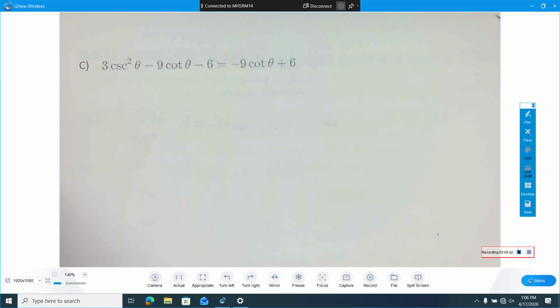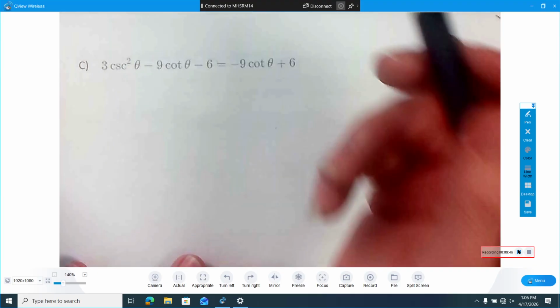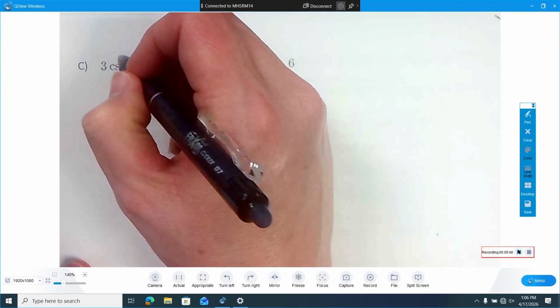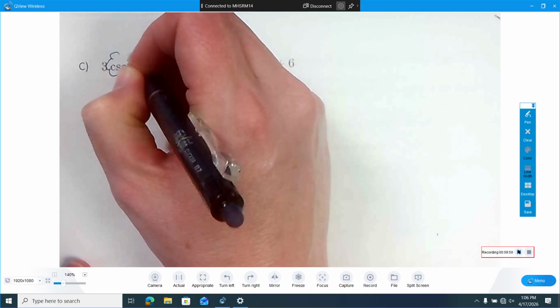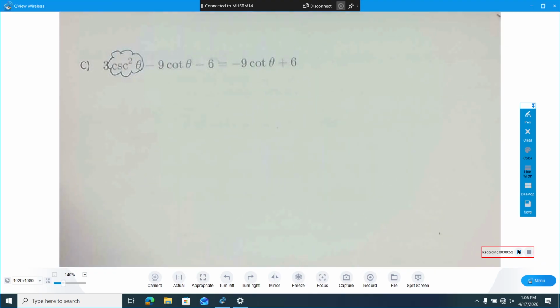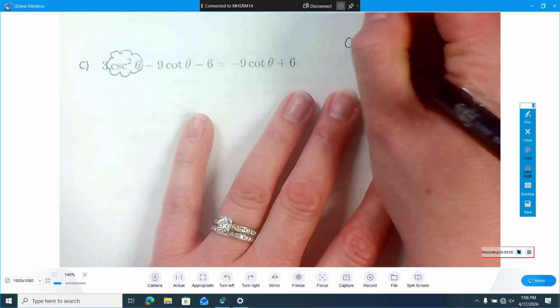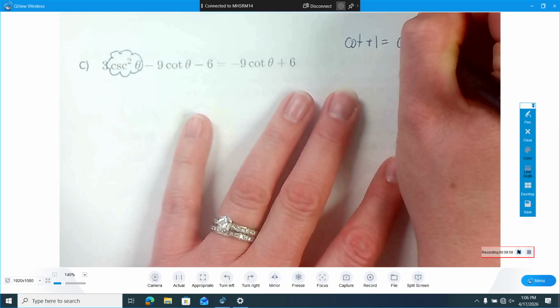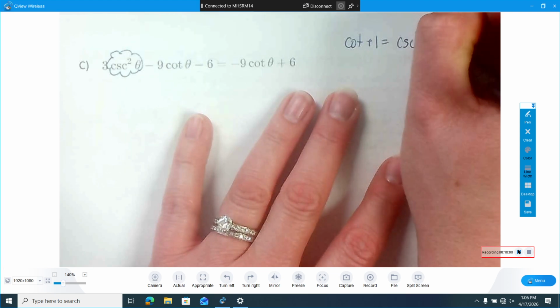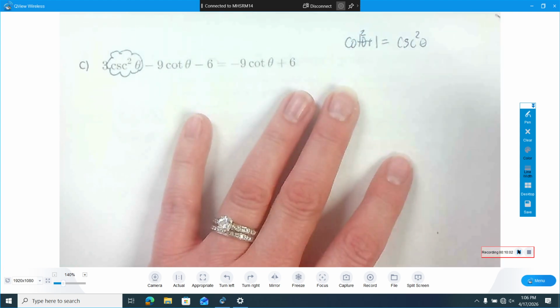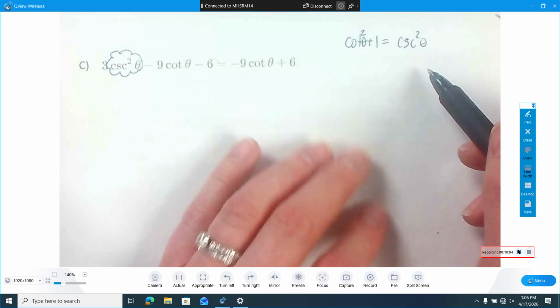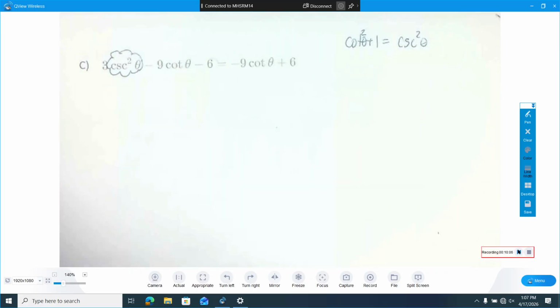All right, what's the problem with this problem? Yeah, we're mixing them up. So cotangent squared plus 1 equals cosecant squared. Okay, so there it is. Do you remember that? Cotangent squared plus 1 is cosecant squared.